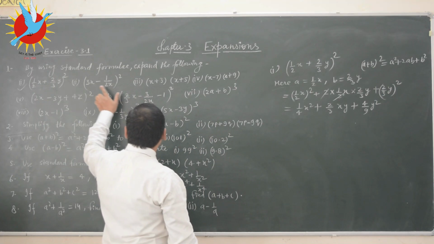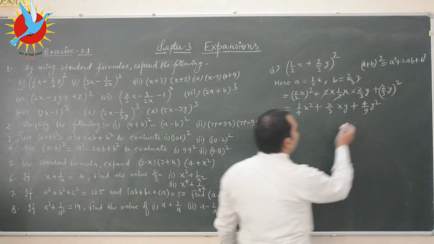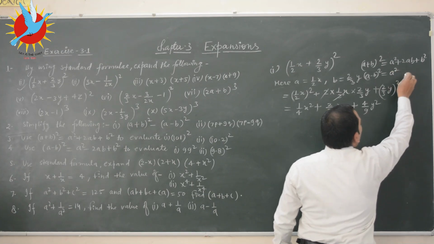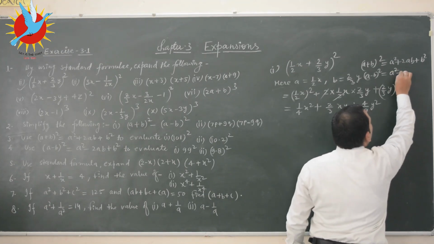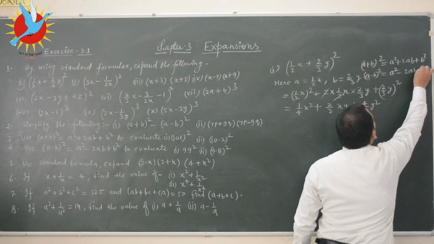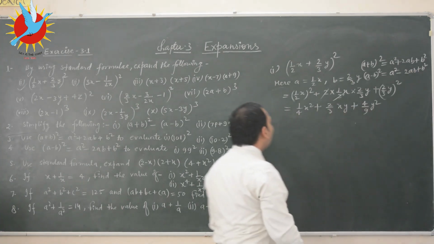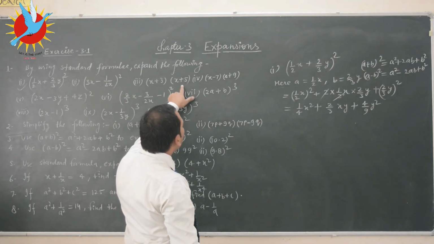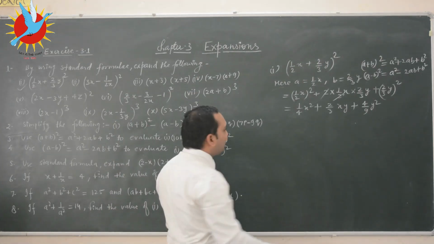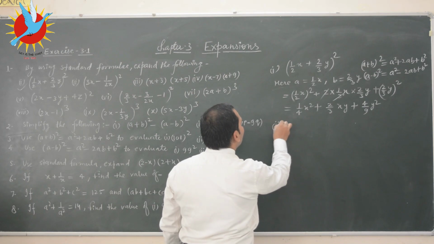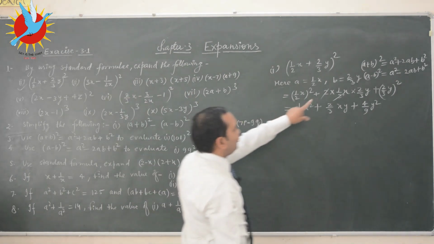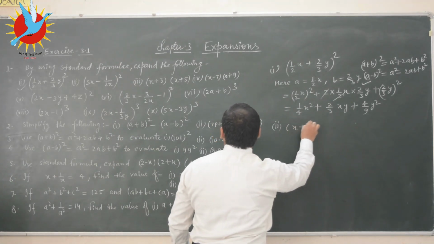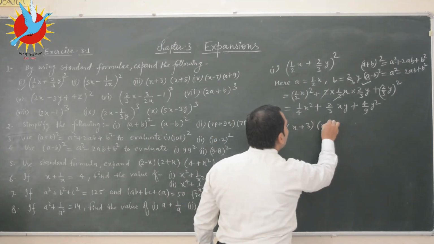Similarly, we use the formula for the second, a minus b whole square, a square as it is, only we change the sign here, minus 2ab plus b square. And similarly the third one, x plus 3 into x plus 5, expand this third one. So the second we solve using this formula, and the third one is x plus 3 and x plus 5.